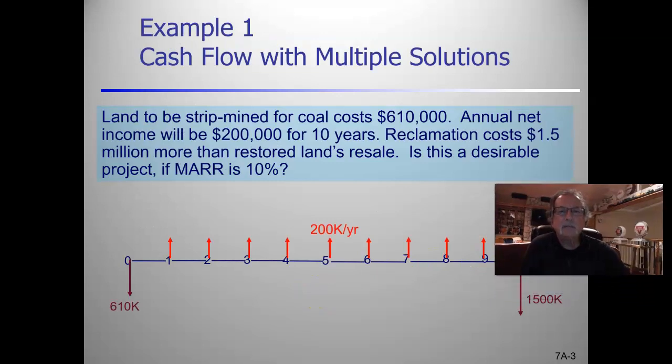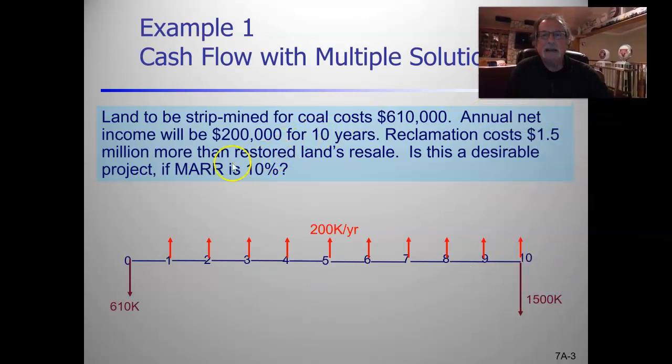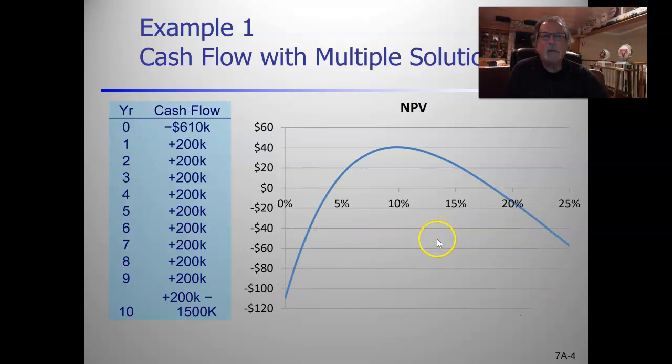So let's look at an example where land is going to be strip mined for coal. Now this doesn't have to be coal. This can be lithium. But the land costs $610,000. It's going to generate income for 10 years, and then the land is going to be restored to its original value after the 10th year, but it's going to cost $1.5 million. So the question is, is this a desirable project?